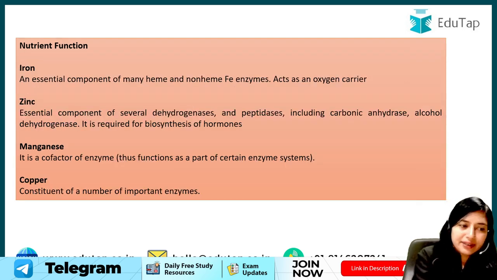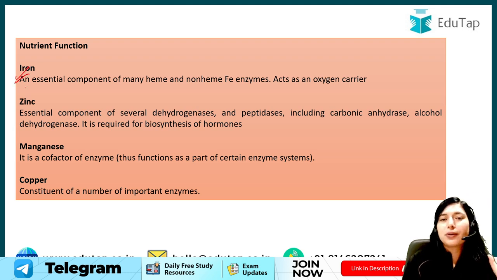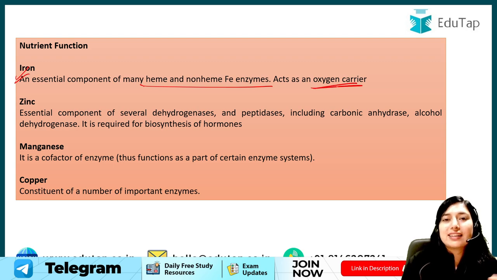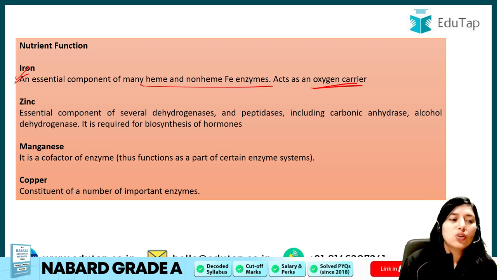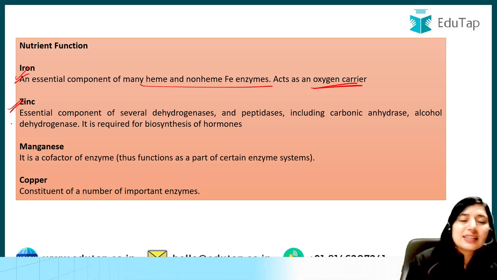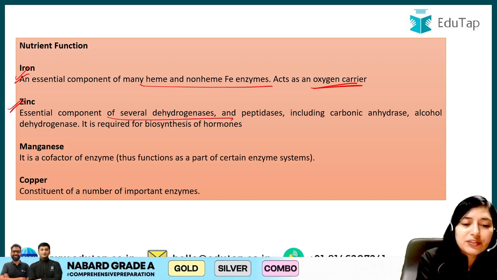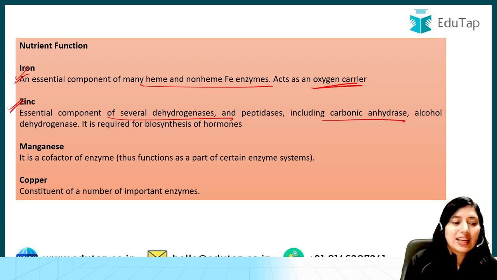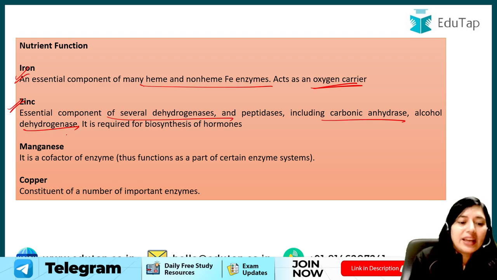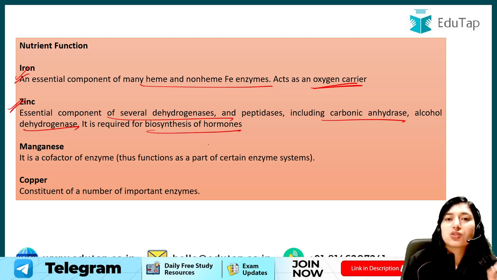Next we have is iron. So iron is basically a component of many heme and non-heme enzymes, okay. Also it acts as oxygen carrier, we know, right? Iron carries oxygen. So this is the role of iron in plant. Then we have zinc. Zinc is again essential component of several dehydrogenase and peptidase, including carbonic anhydrase, alcohol dehydrogenase, ठीक है। It is required for the biosynthesis of hormone.